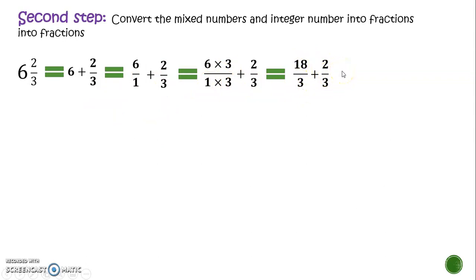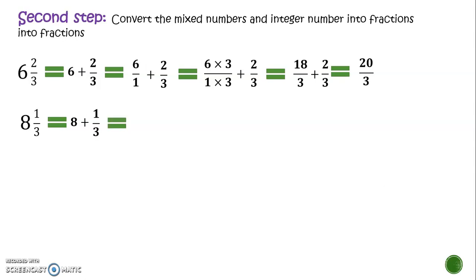So we're going to add this, and that is going to be the same denominator, and we keep the denominator and add the numerators. That is going to be 20 over 3. Now we're going to convert the second mixed number. The procedure is the same. So we have the whole number plus the fraction that is 1/3.